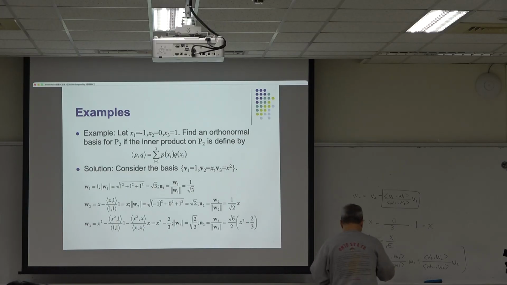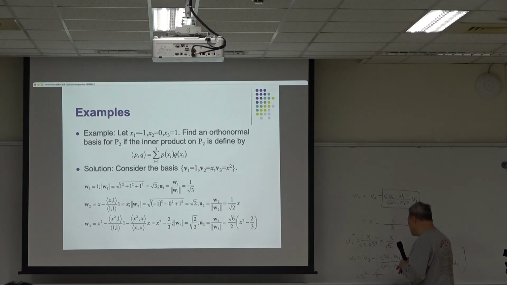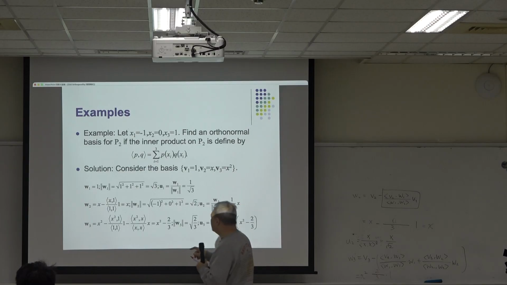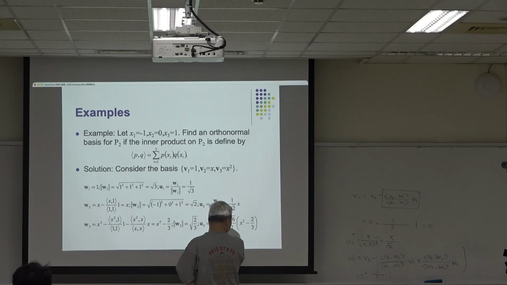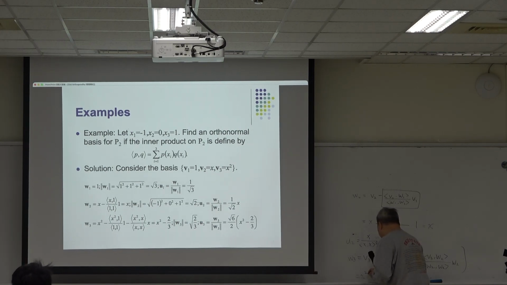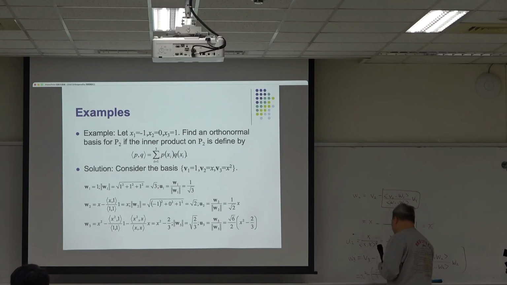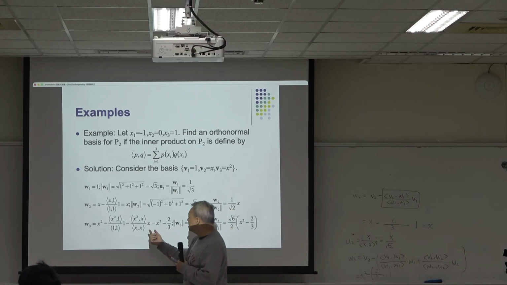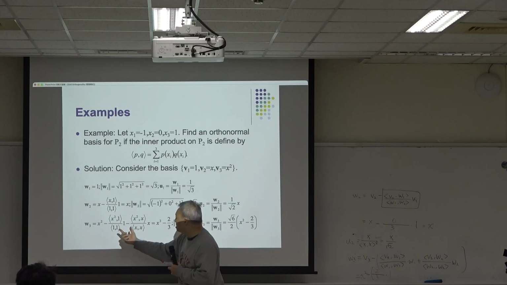So 2. Okay, times W1. W1, what is that? W1 here is 1. Okay, so we have this one. Minus. Where is this? We have the first term from here. The second term.